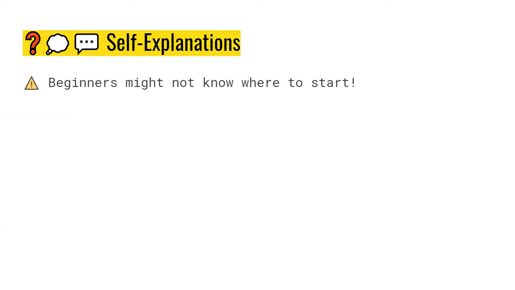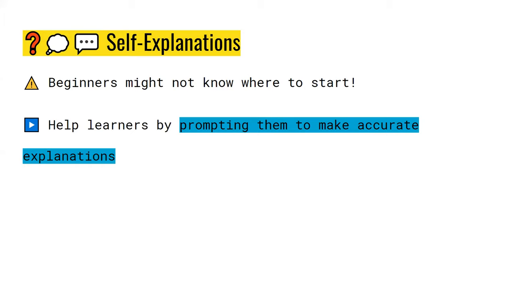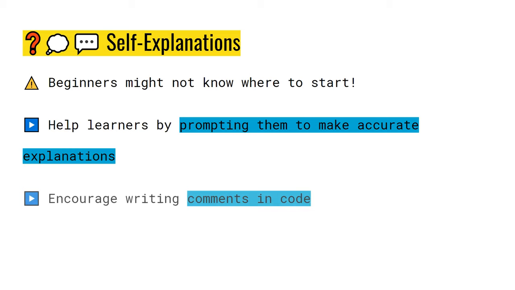Well, the thing about self-explanations is that it's a skill on its own. So beginners might not know how to explain things to themselves, especially if they're new to the topic and they don't have a ton of prior knowledge to relate the new information to. So as a mentor or a teacher, it's your job to help them along by prompting them to make accurate self-explanations. And this is a really great way as well to introduce proper or good documentation practices, because you can think of in-code comments as a way of self-explanations, a way of explaining how code works.